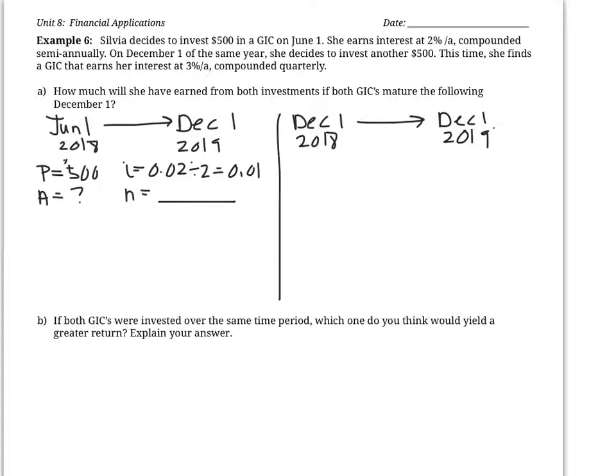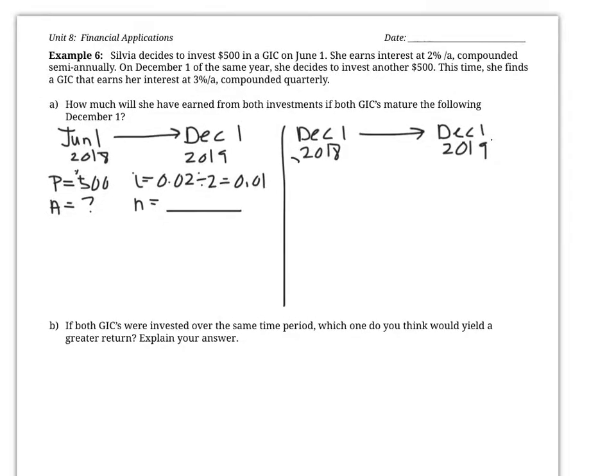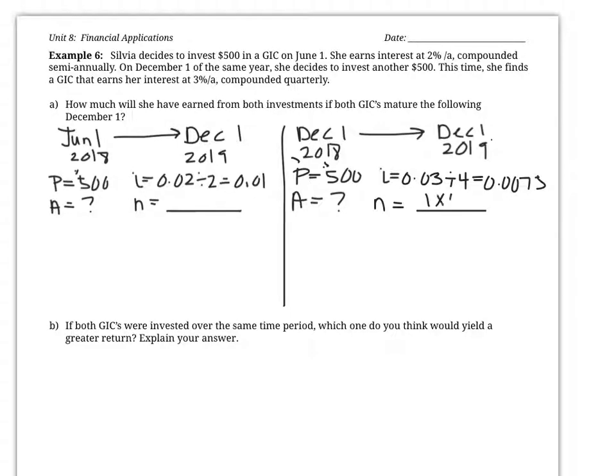Let's fill in the information about our second one. Our second investment is also $500, so our P value is $500. We don't know our A value. Our interest is 3% compounded quarterly, so the interest rate that we're going to use is 0.0075. Okay, and we'll figure out our N. Our N for the second one is actually a little bit easier because we're investing for a year, and if it's compounded quarterly, that means interest is going to be charged 4 times. So our N is equal to 4.